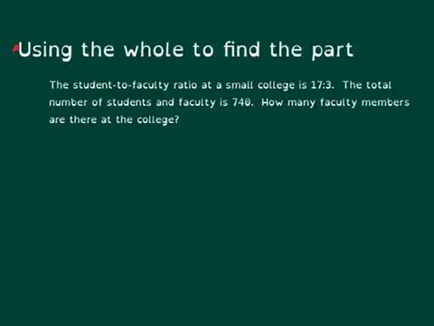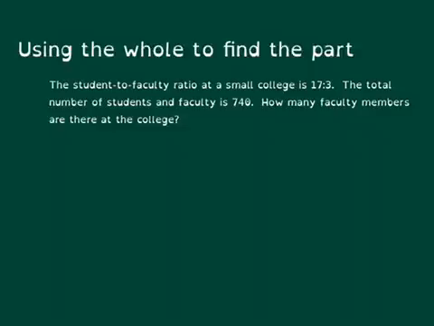So in this first problem, we're going to be using the whole to find one of the parts of the ratio. So the student to faculty ratio at a small college is 17:3. The total number of students and faculty is 740. How many faculty members are there at the college?